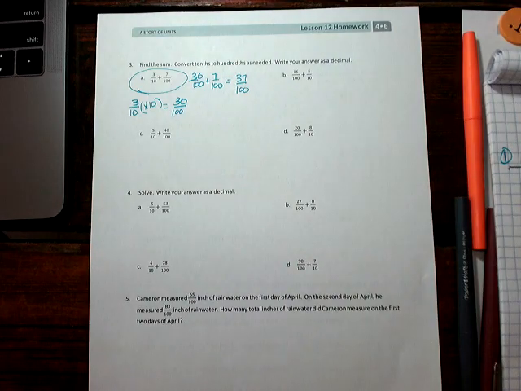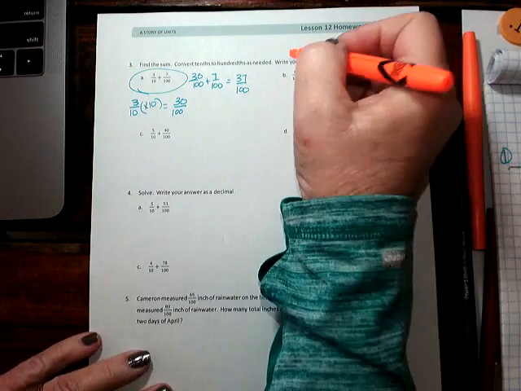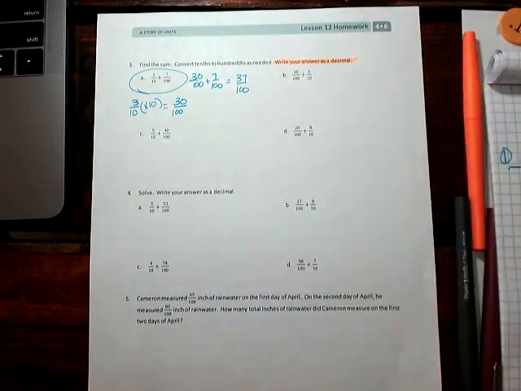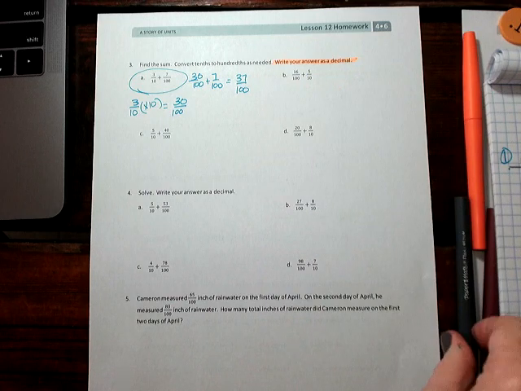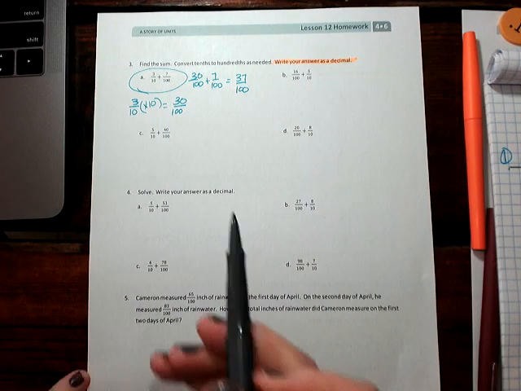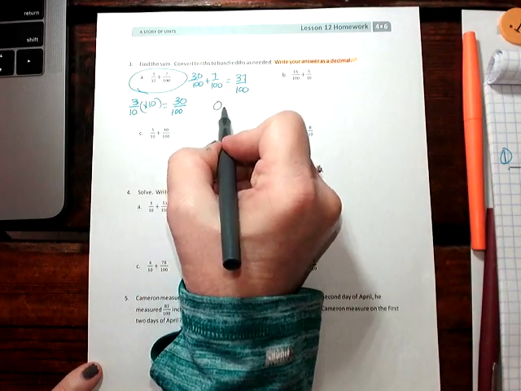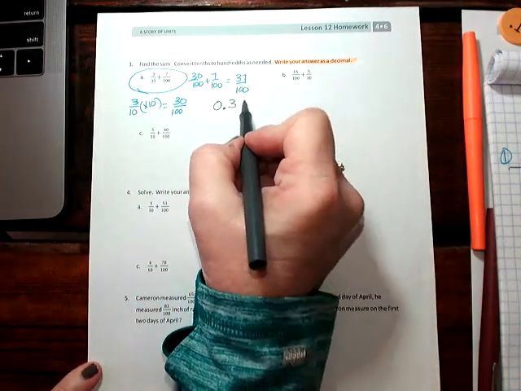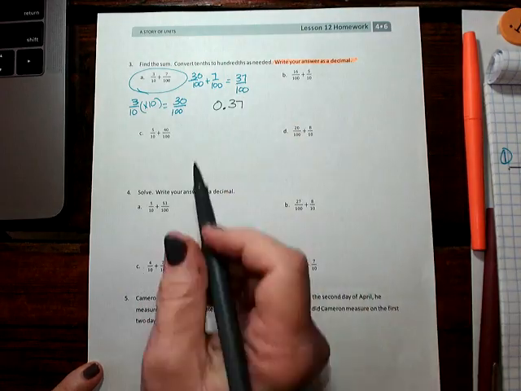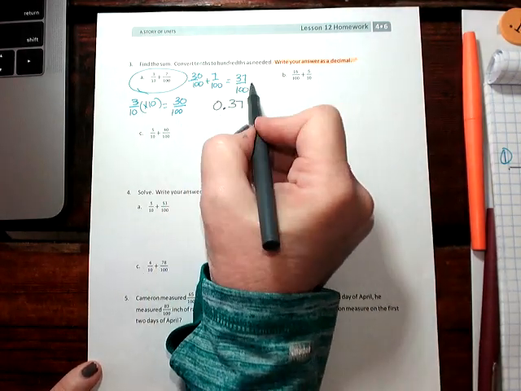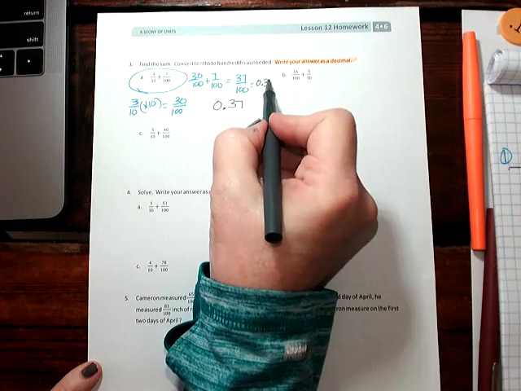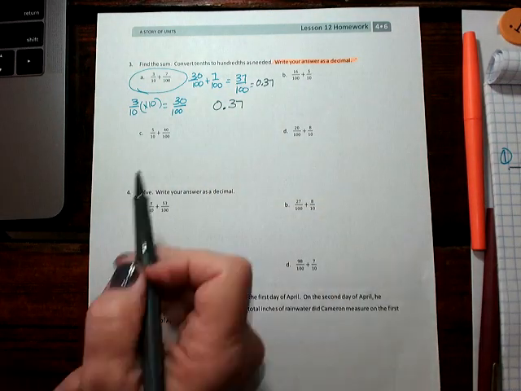37/100. But I'm not done there because in my directions right up here, it says to write my answer as a decimal. And I know that 37/100 has an equivalent decimal of 3/10 and 7/100. So my equivalent decimal is going to be 0.37.